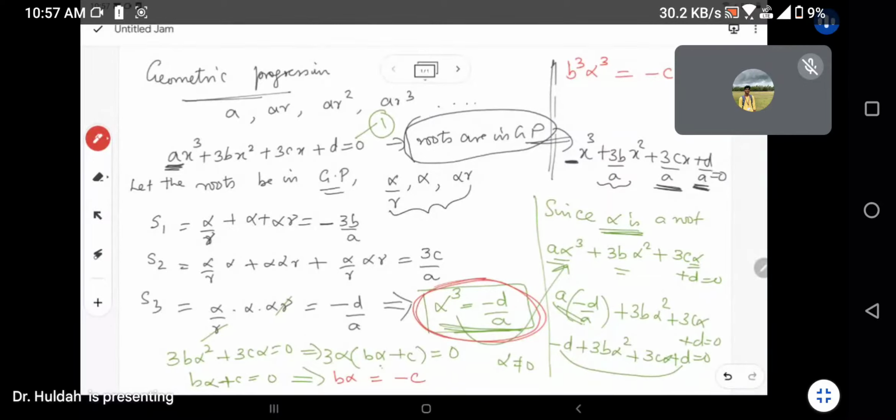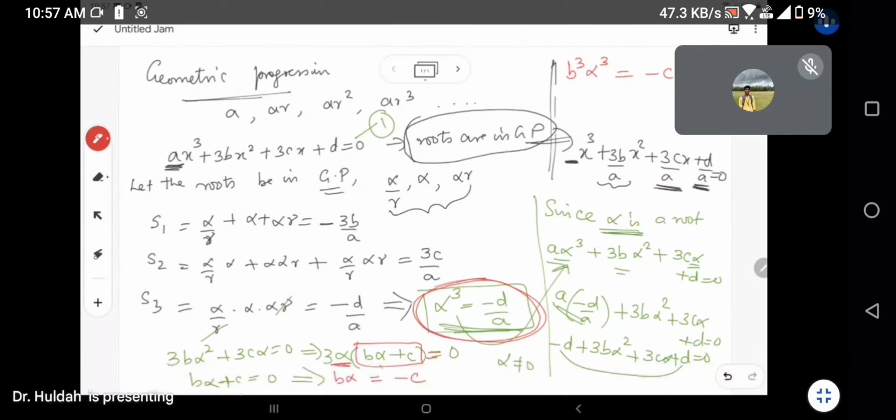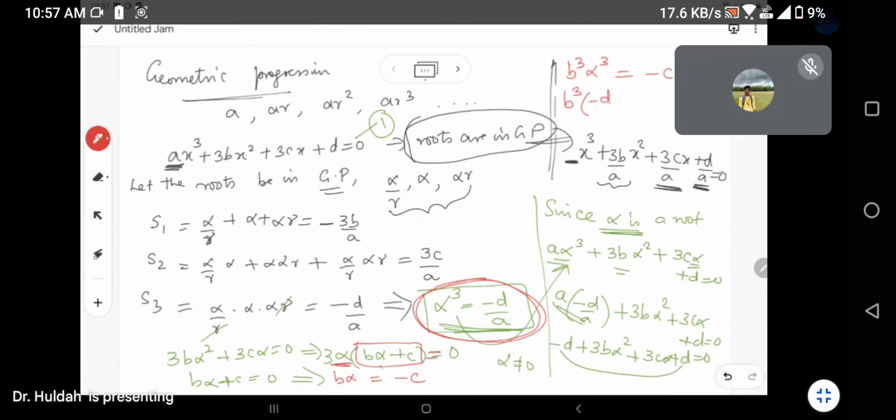Okay, that's the reason. Because alpha is not 0, this has to be 0 because this equation is 0. So b alpha plus c equal to 0 means b alpha equal to minus c. Then I write like this: b cube alpha cube is minus d by a into minus c cube. Let us simplify. Minus b cube d.